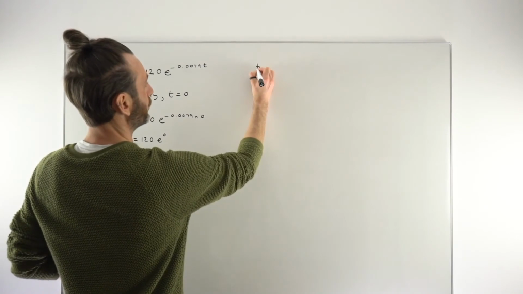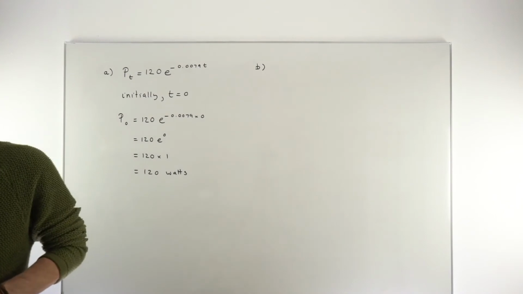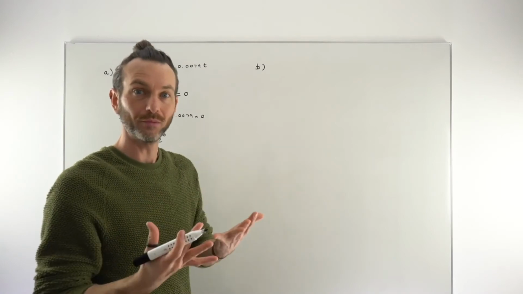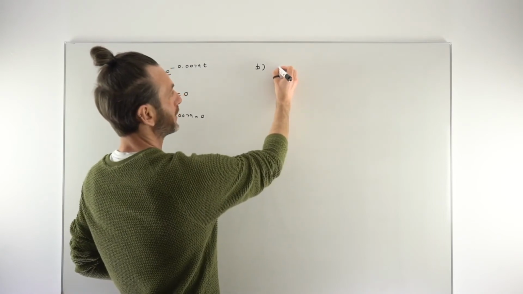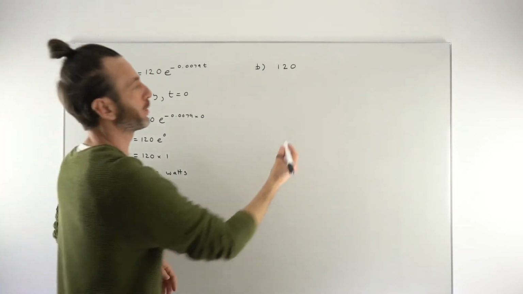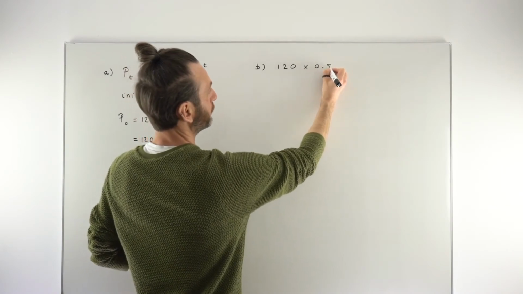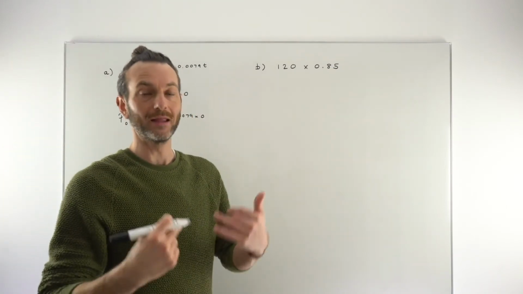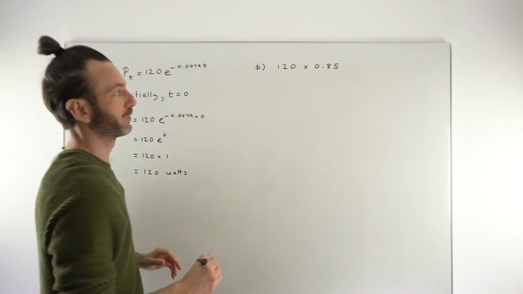In part B, they're asking how long would it take for there to be a 15% reduction in power. So if you take 15% away from something, if you reduce something by 15%, you're left with 85%. Okay, so if we want to take that initial value, which is 120 watts, that's the initial power, and work out a 15% reduction in that, then we're going to achieve that by multiplying it by 0.85. Or you could multiply it by 0.15 and then take that number away from 120. It's more efficient just to multiply it by the decimal 0.85.